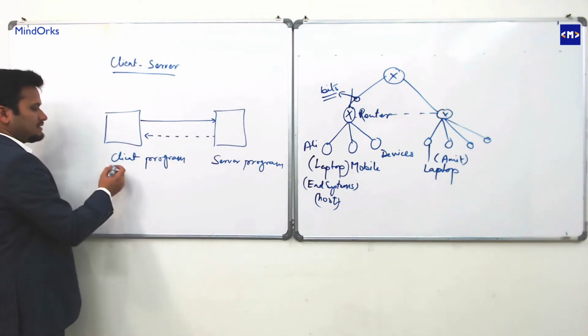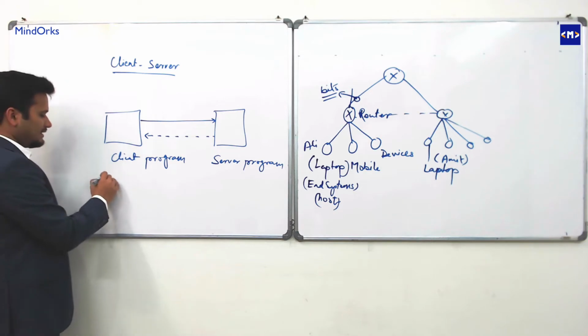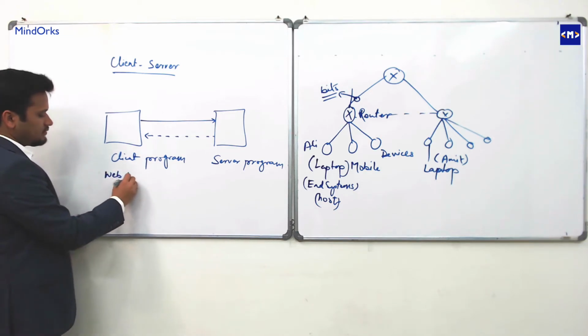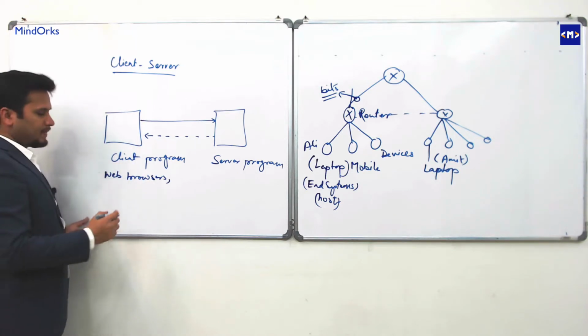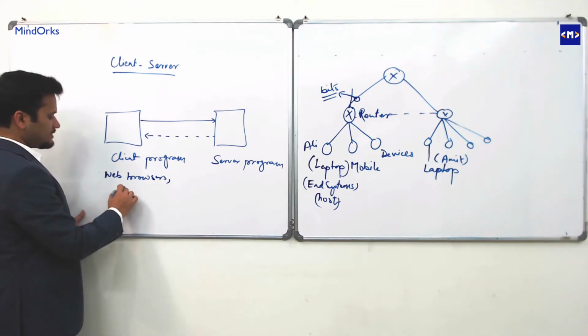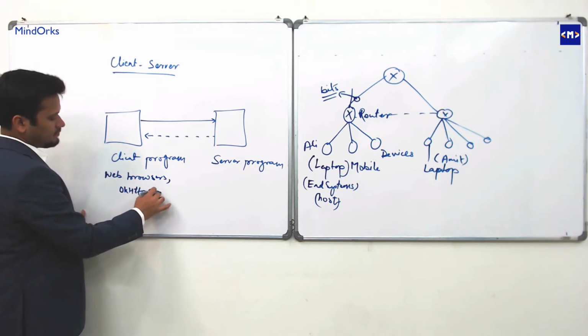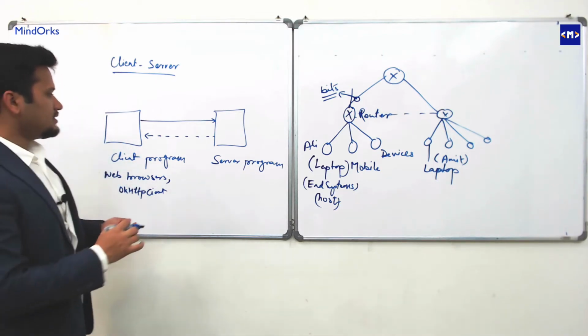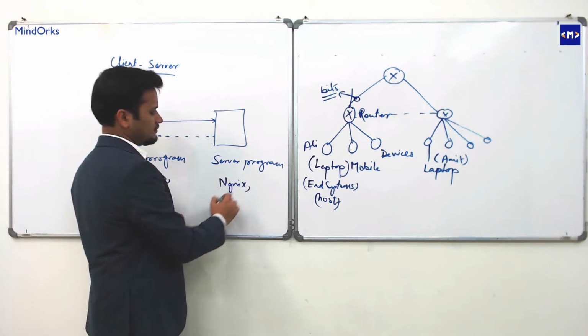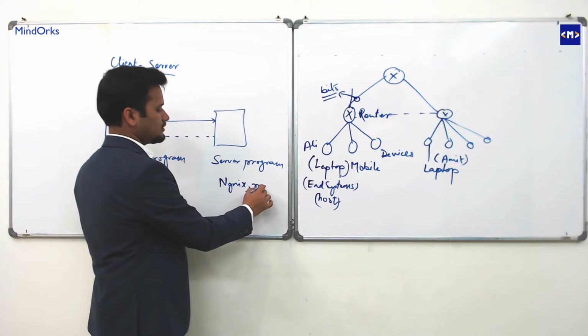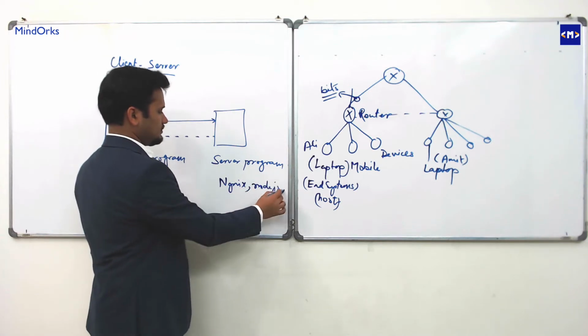This client program is like our web browsers, for example, the OkHttp client. And these server programs are like Nginx, Node.js or Tomcat.